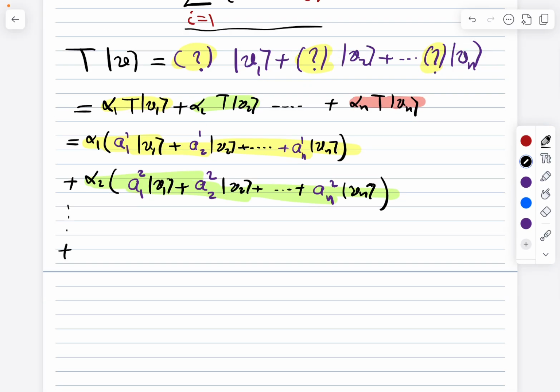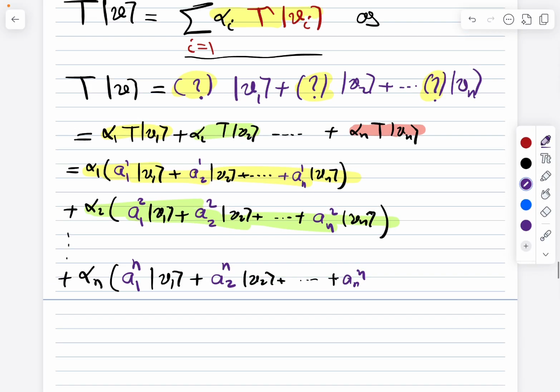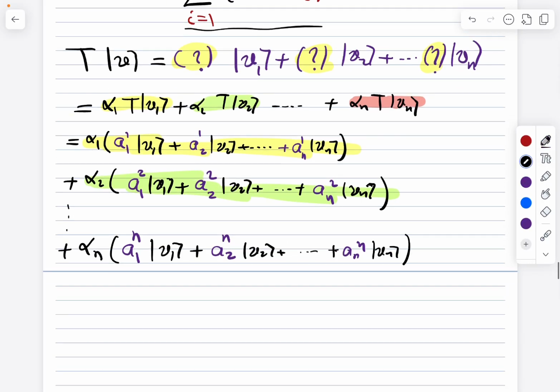So let me just put here. So we have alpha n. Now what is T when you apply it to alpha n? We have A1n, so it's the first component of the nth vector, times V1, plus A2n times V2, plus and so on, until we reach ANN times Vn. So this is the last term.